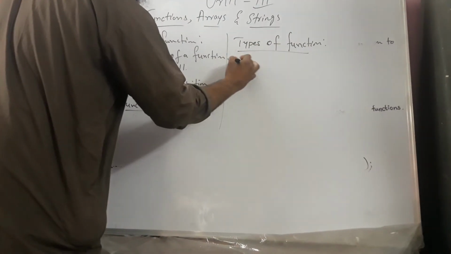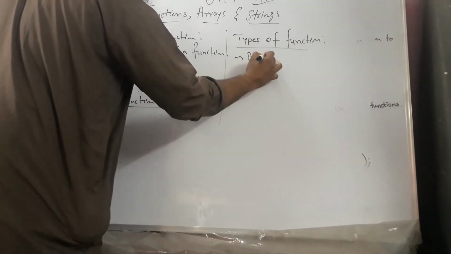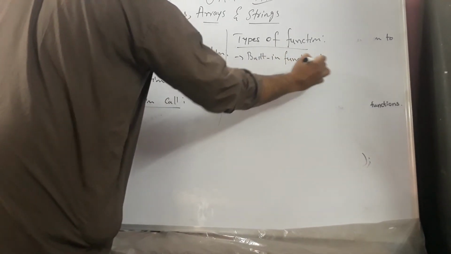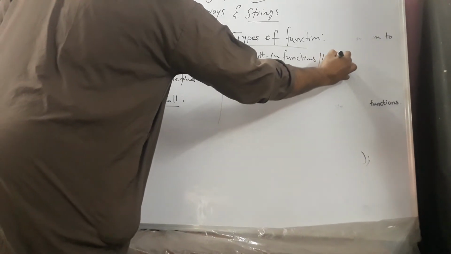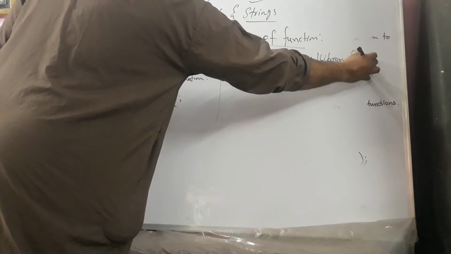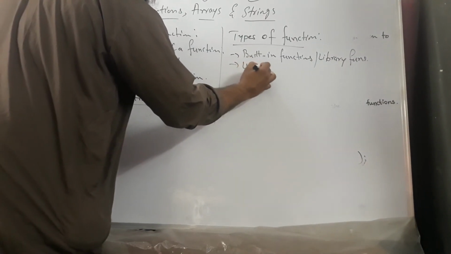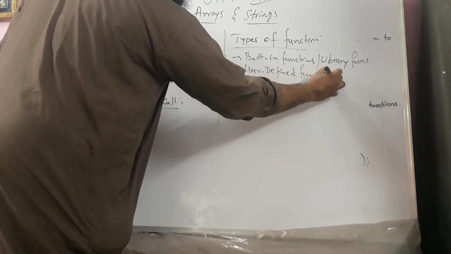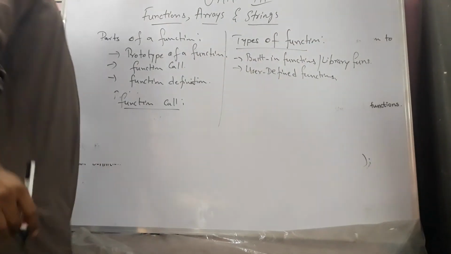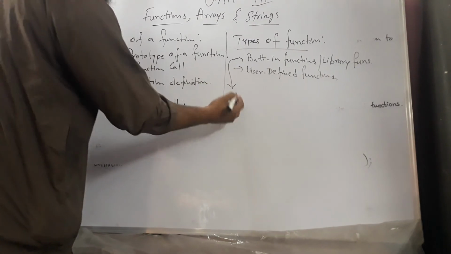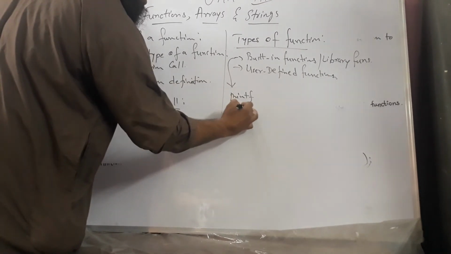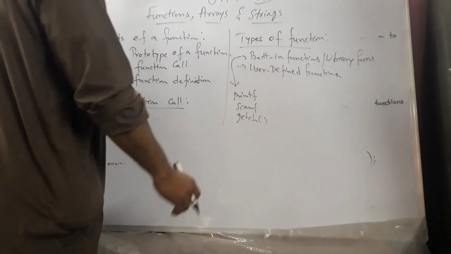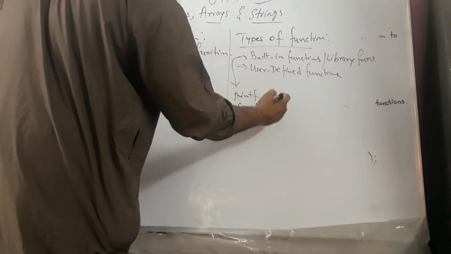Here we are having two types. One is built-in functions, or we can say library functions also, and the other is user defined functions. Right? Built-in functions are ones we know, like printf, scanf, getch, getchar. All these functions are known as built-in functions.